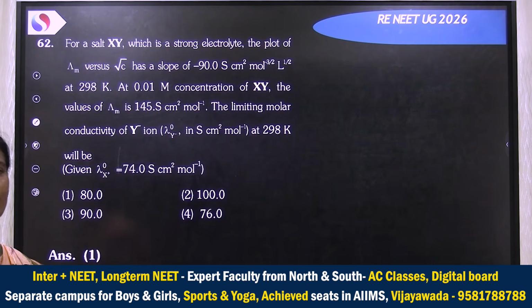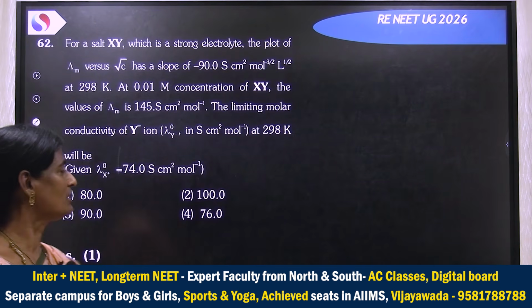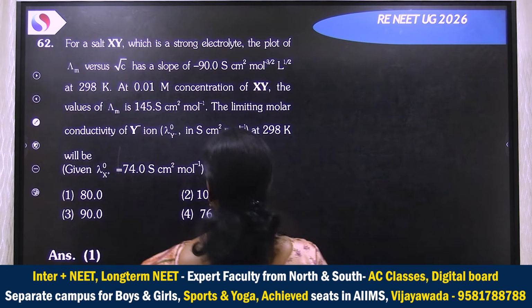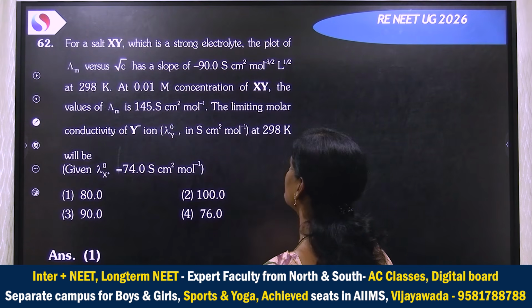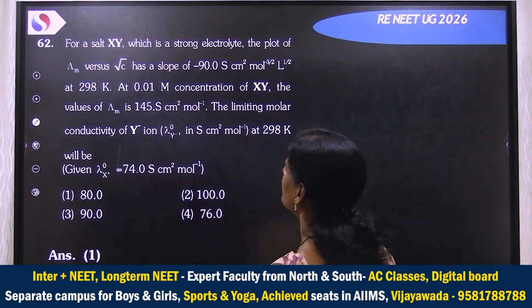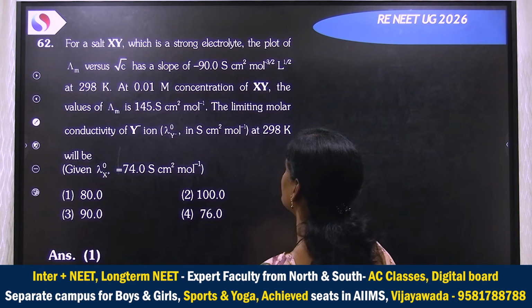The same model of question was given in the JEE Advanced paper also. It is also given in a NEET question. So in electrochemistry, this question we have to solve based on the Debye-Huckel-Onsager equation, which relates the molar conductivity of a strong electrolyte to the root of concentration.